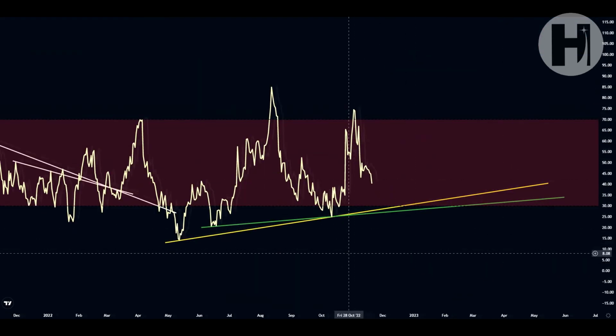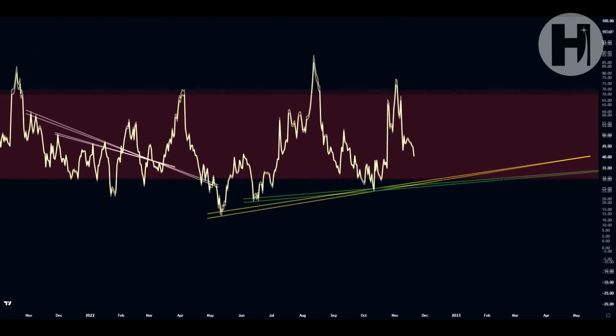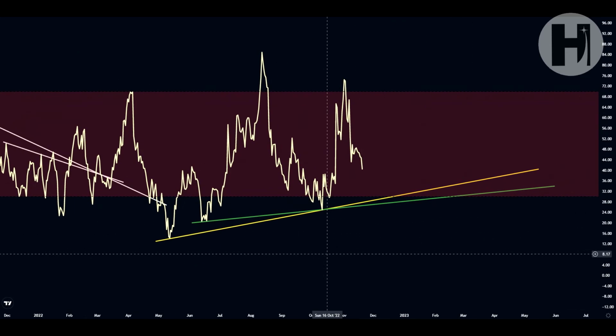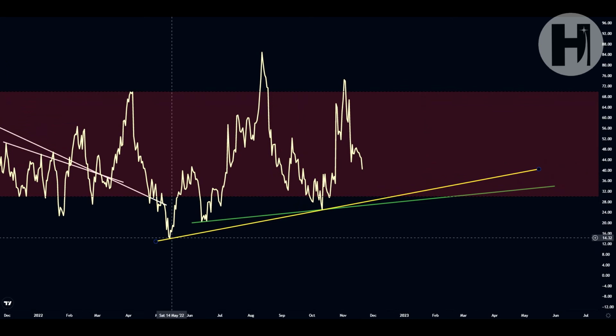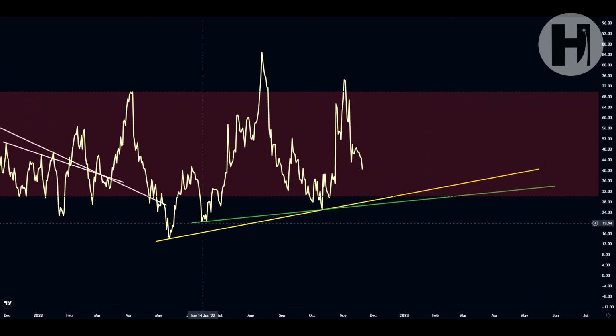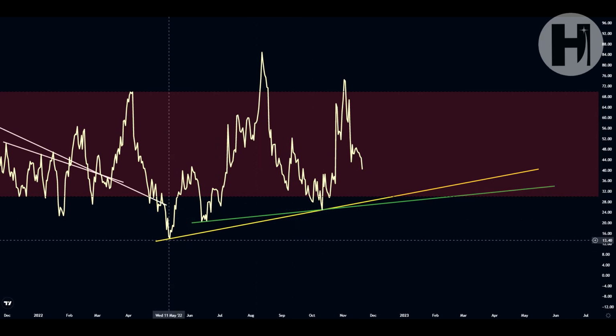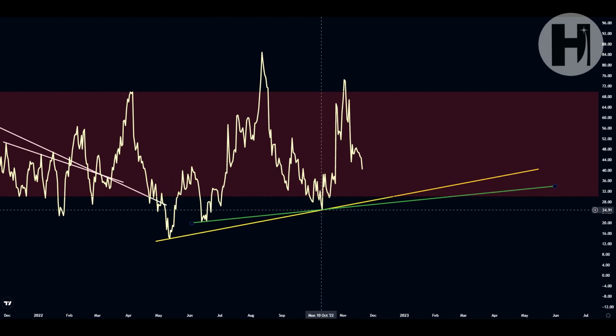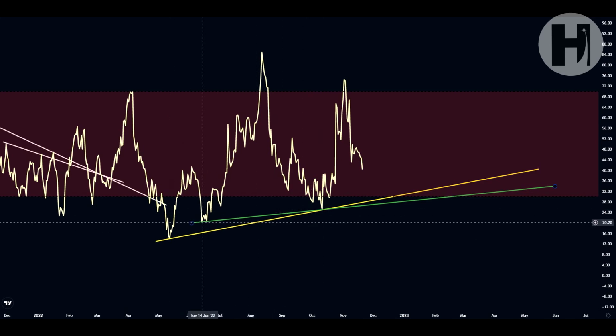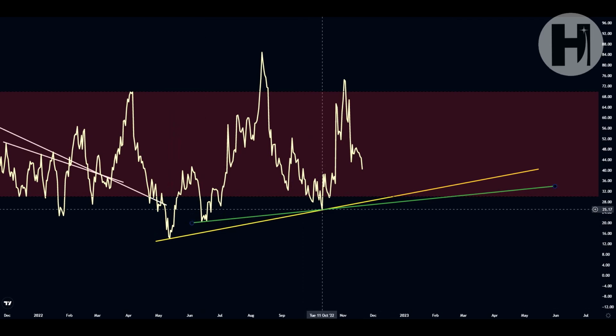Taking a look at the daily RSI. So you have two support levels here. One is green, the other one is the yellow trend line. And both of them have been retested twice, or even 3 times if you're talking about the green one, in June and in October. So the yellow one actually had the first touch in May, second one in October. The green one had the first touch in June, second one in October.